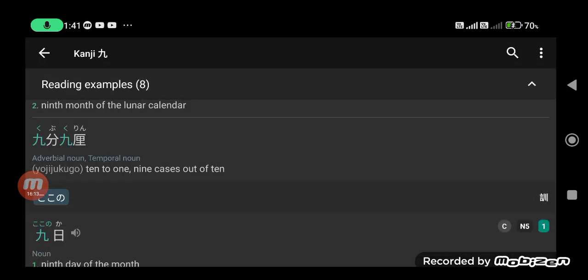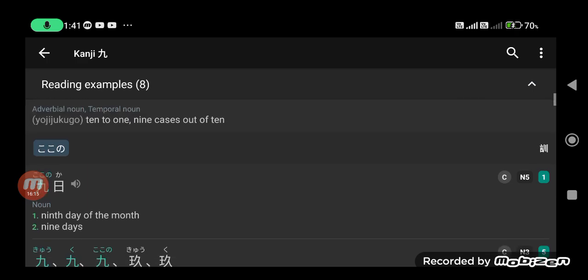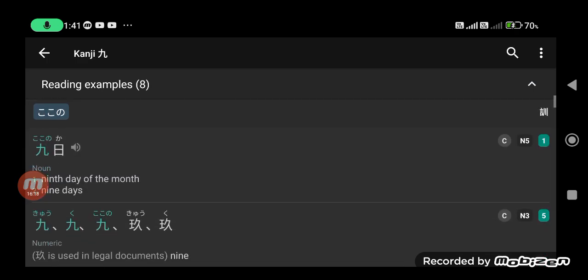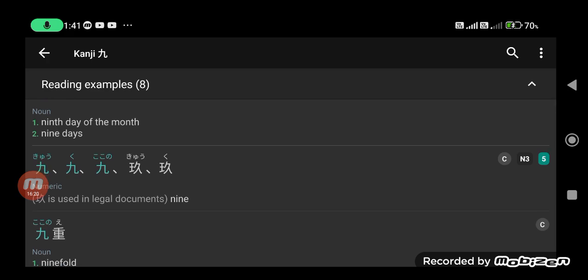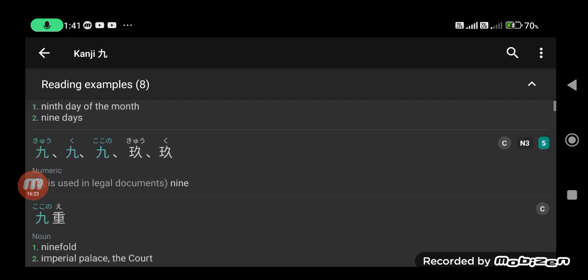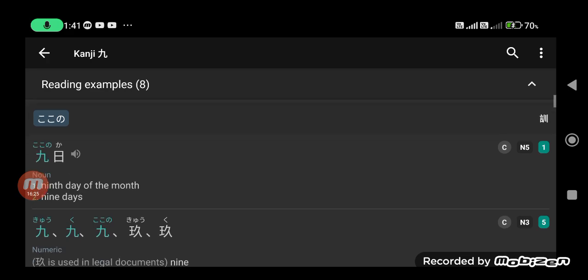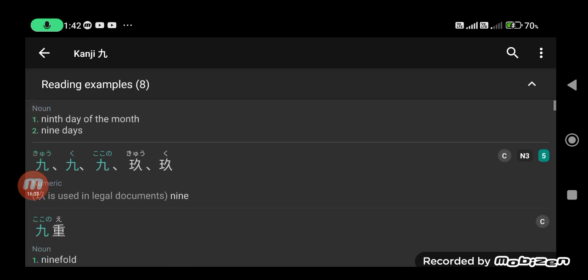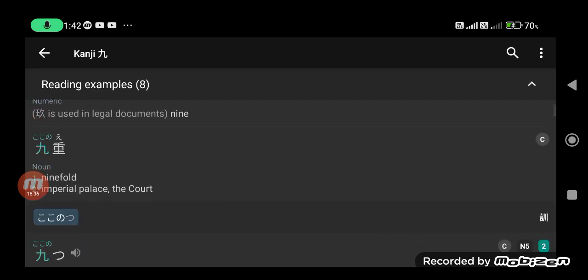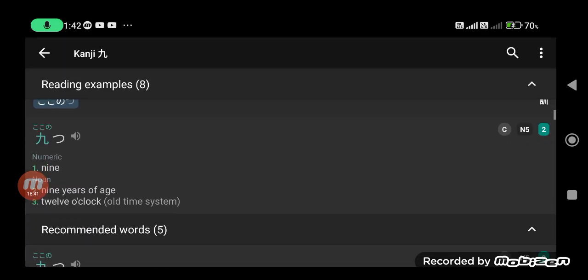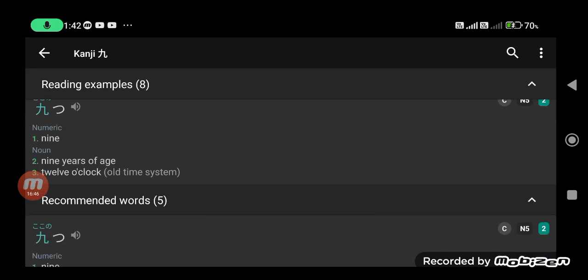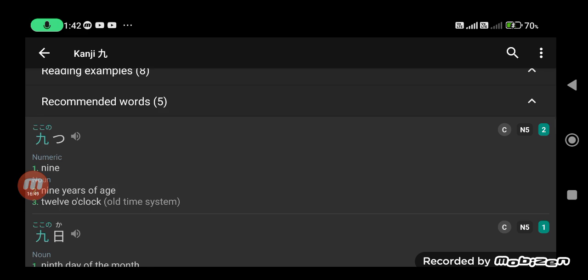And also please screenshot these other kanji compounding words. 9日, Kokonoka, is the 9th day of the month or 9 days. Ninefold, kokonoe. Kokonotsu, 9つ, 9 years of age, 9 o'clock.